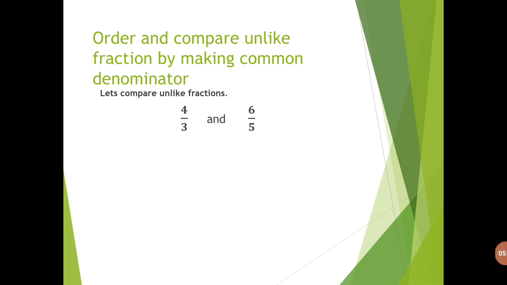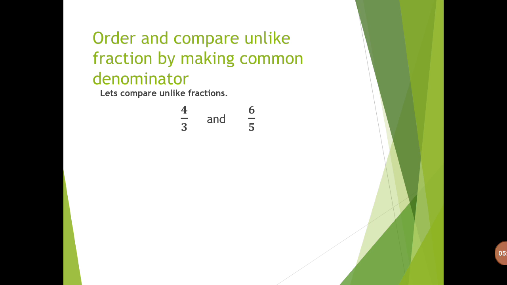Order and compare unlike fractions by making a common denominator. Again, we have the third type of fraction, which have no common denominator or no common numerator. So we have a different method to compare it. We have to make a common denominator first and then compare it.